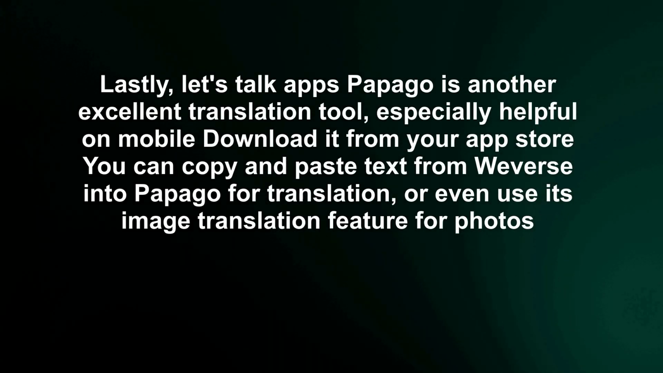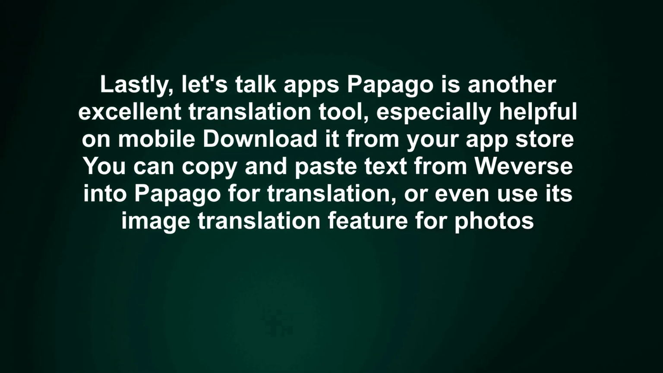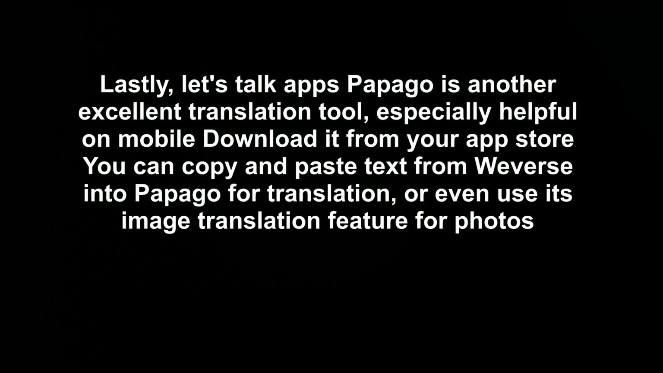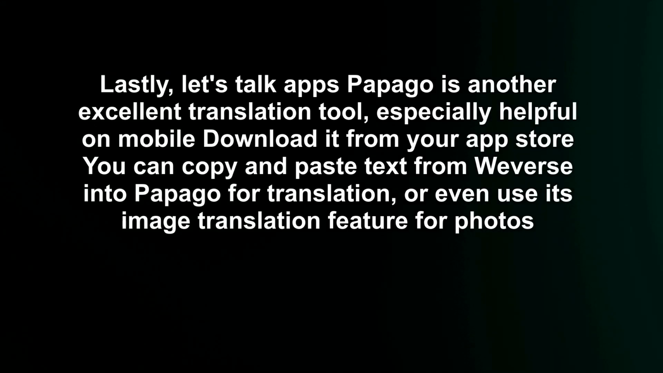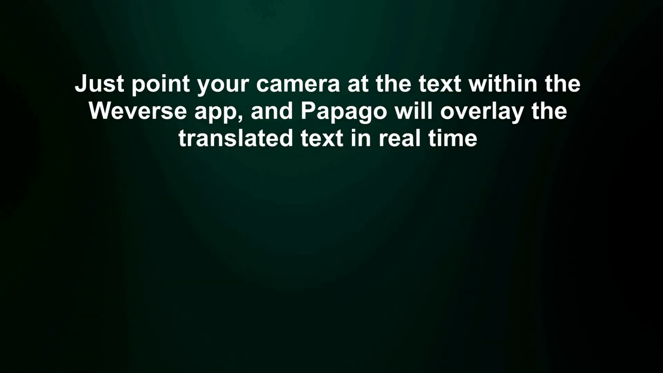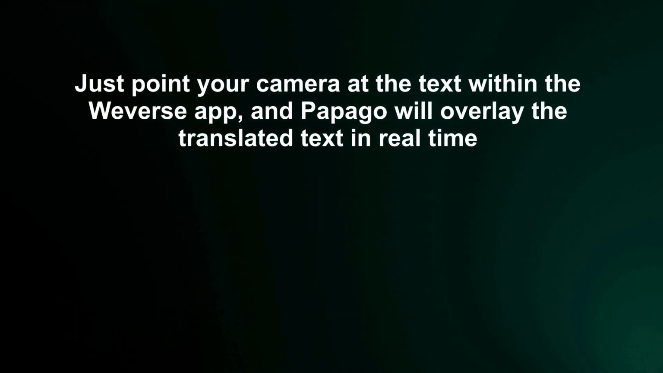Lastly, let's talk apps. Papago is another excellent translation tool, especially helpful on mobile. Download it from your app store. You can copy and paste text from Weverse into Papago for translation, or even use its image translation feature for photos. Just point your camera at the text within the Weverse app, and Papago will overlay the translated text in real time. And that's it.